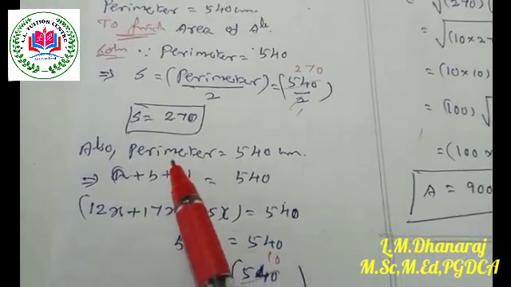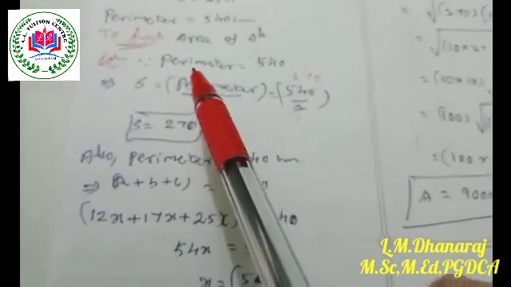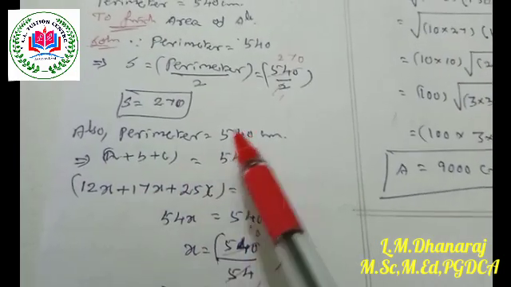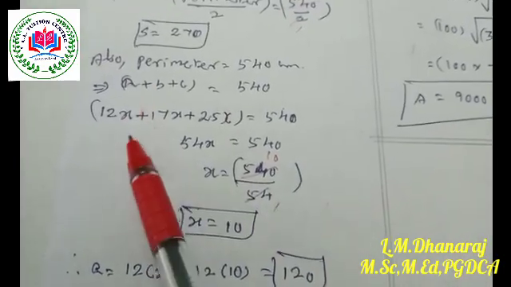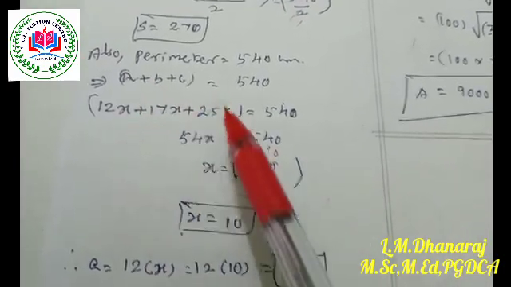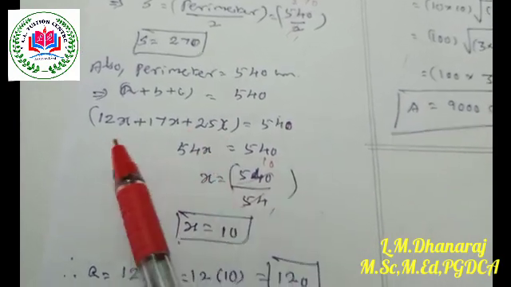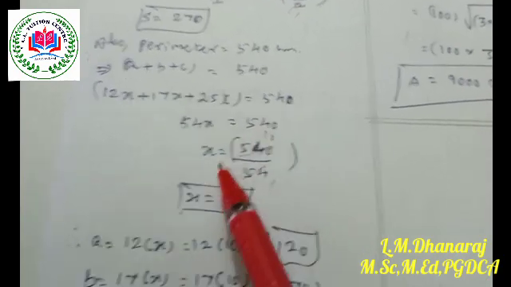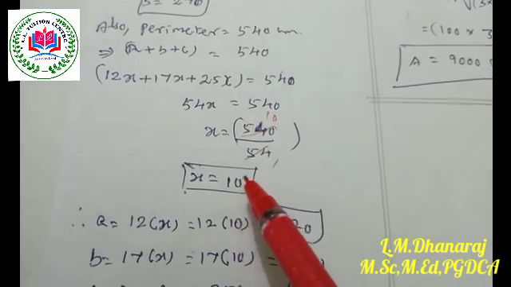Let us consider the perimeter is 540 once again. That is, A plus B plus C is equal to 540. Which means 12x plus 17x plus 25x is equal to 540. So by adding everything, we will be getting 54x is equal to 540. Therefore, x is equal to 540 divided by 54. By cancellation, we will be getting x is equal to 10.